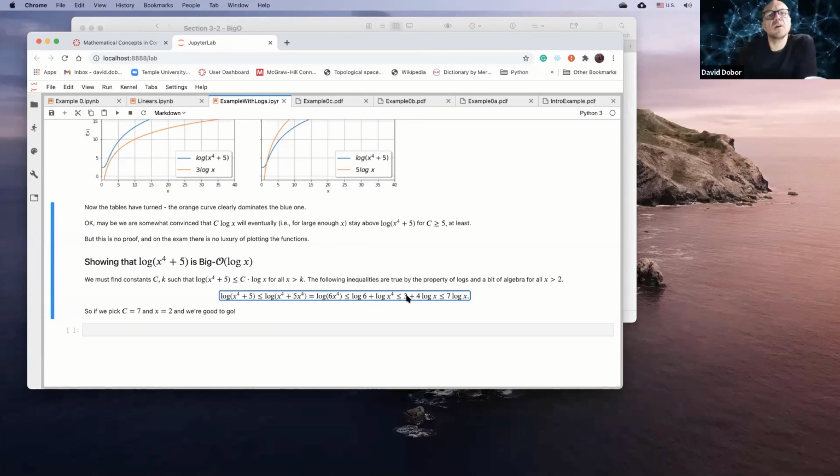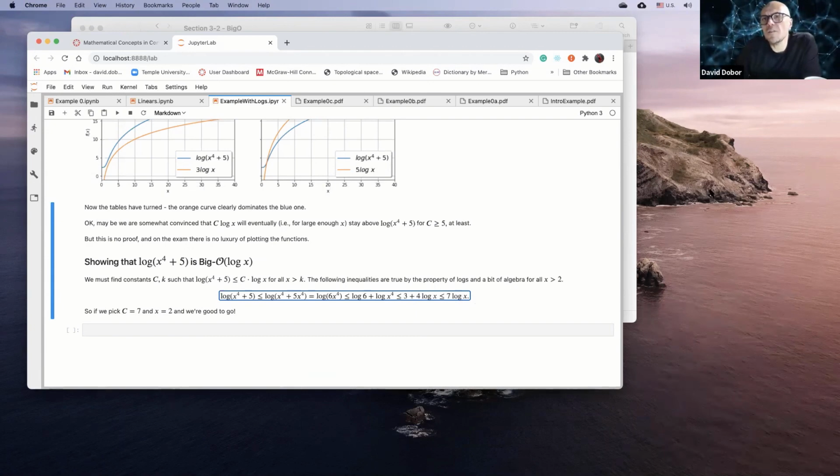Now 3 is definitely smaller than 3 times log of x, right? As long as x is greater than 2, right? So this is 3 log of x plus 4 log of x, a total of 7 log of x. So now on the right-hand side, I finally have some constant multiple times log of x. Okay.